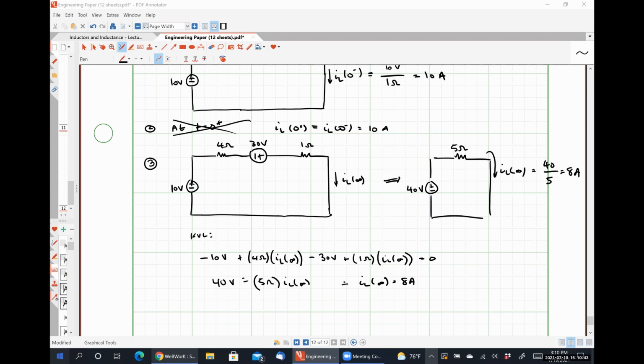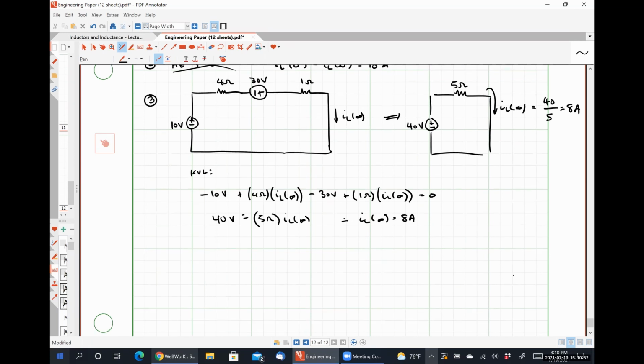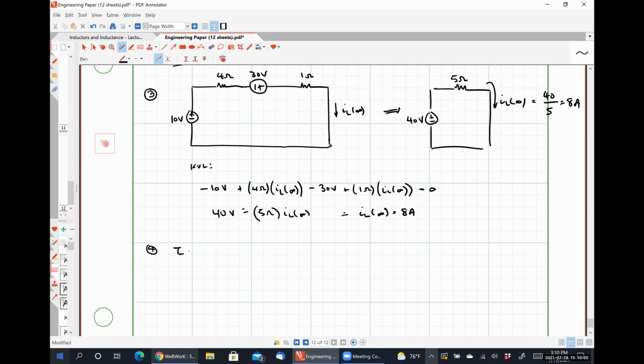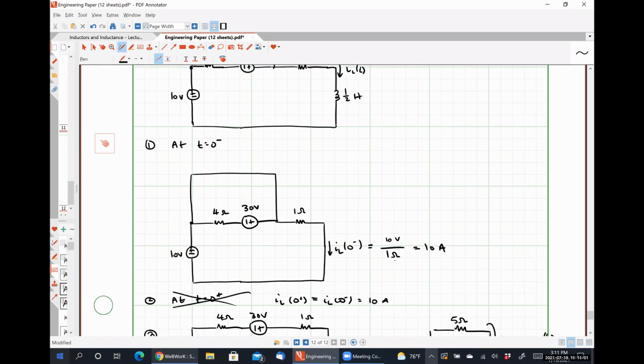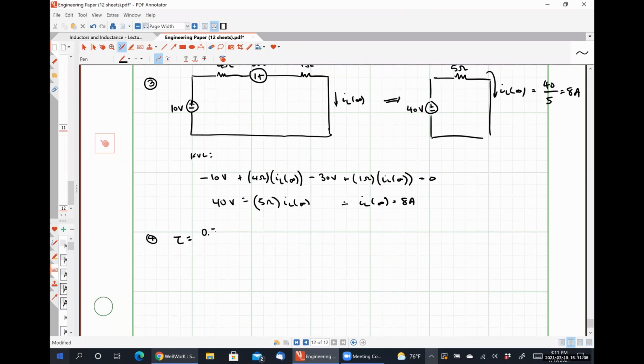So from here, we would need to figure out what our time constant is. Anybody have any idea what our equivalent resistance is going to look like? 5 ohms? 5 ohms, right. So tau is going to be 0.1 Henry, I think. No, half of a Henry, I apologize. So 0.5 over 5 is 0.1. Tau to the minus 1 is then 10 per second.